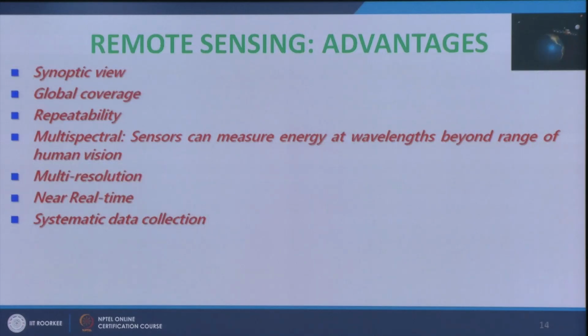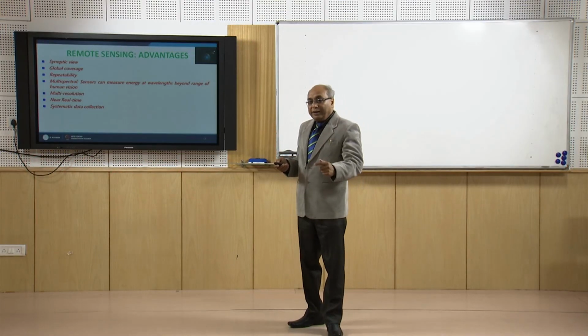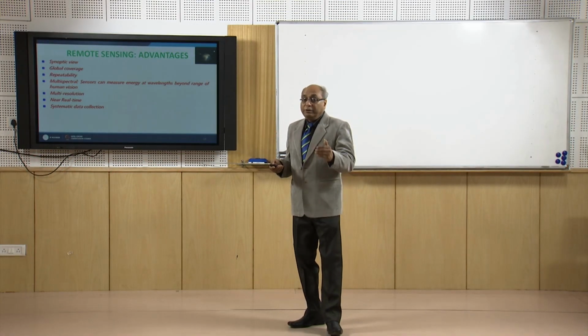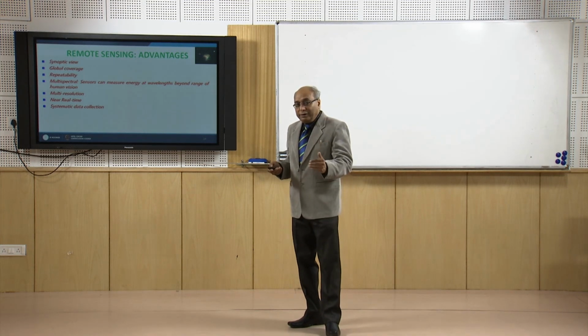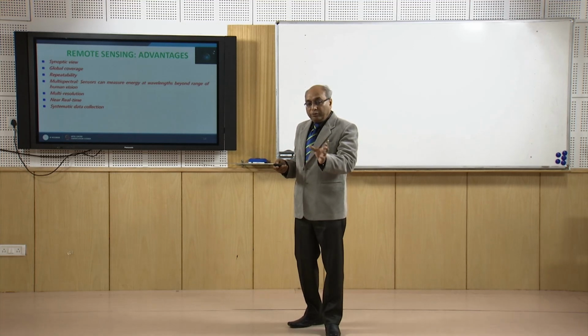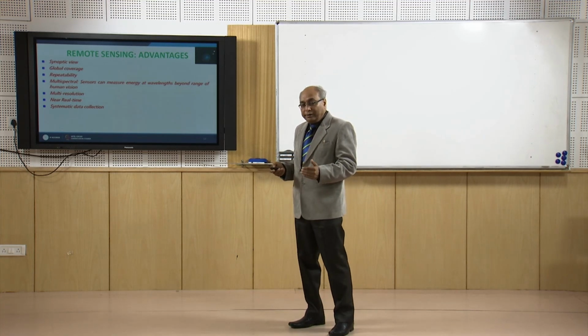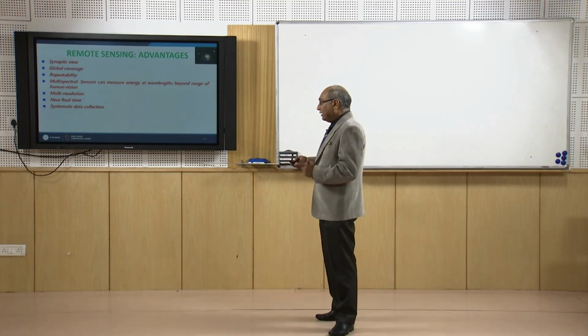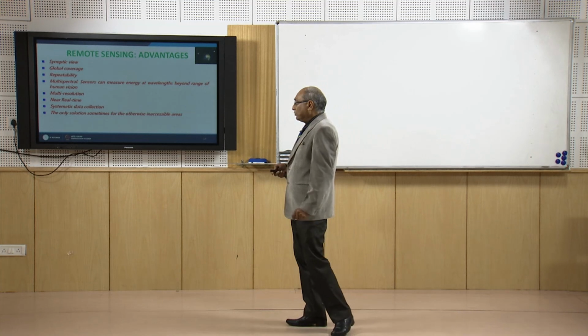Systematic data collection, because the orbits are fixed. When the satellite will come, we know in advance, even 7 days, 8 days before, when a satellite will be overpassing a particular part of the earth. So a lot of things can be designed accordingly, a lot of missions can be designed, and therefore the data collection is very systematic through remote sensing.